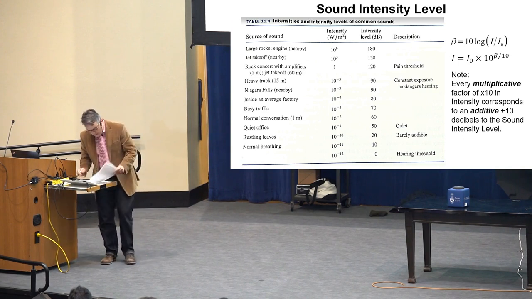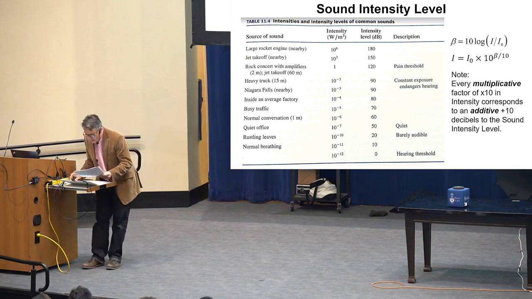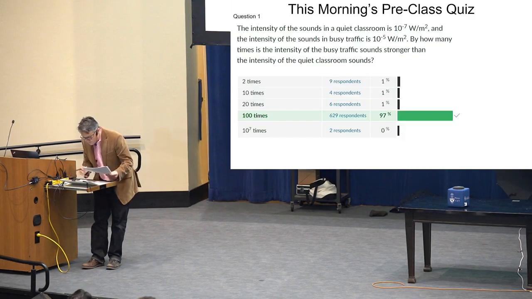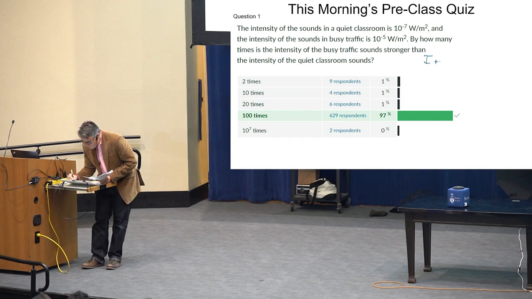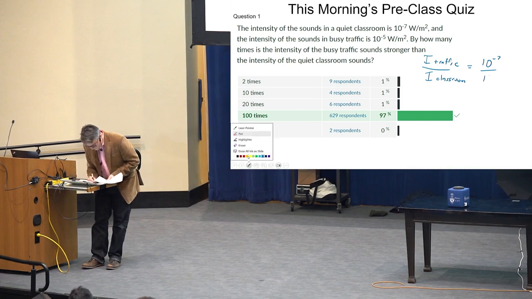It's a great question. Let's look at this morning's pre-class quiz. The intensity of sounds in a quiet classroom is 10 to the minus 7 watts per meter squared. The intensity of sounds in busy traffic is 10 to the minus 5. By how many times is the intensity of traffic greater, I traffic divided by I classroom? So I'd say it's going to be 10 to the minus 5, traffic, divided by 10 to the minus 7. All right.